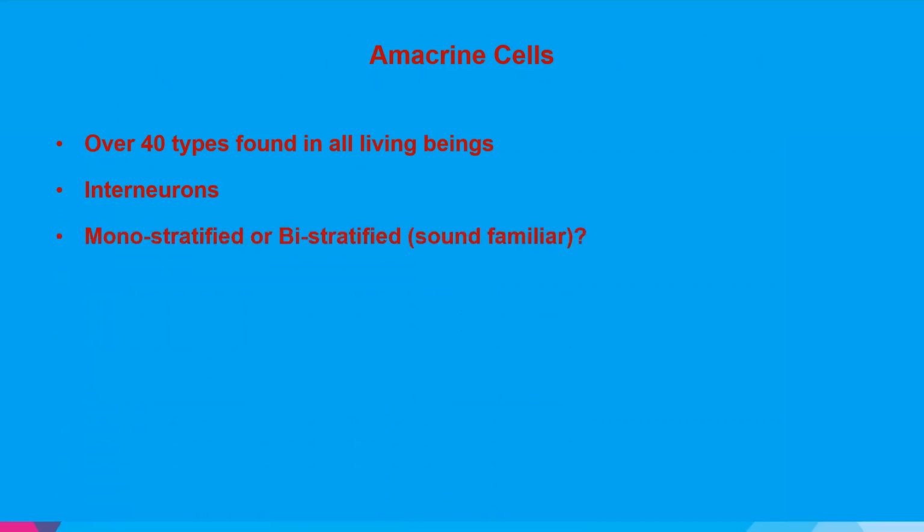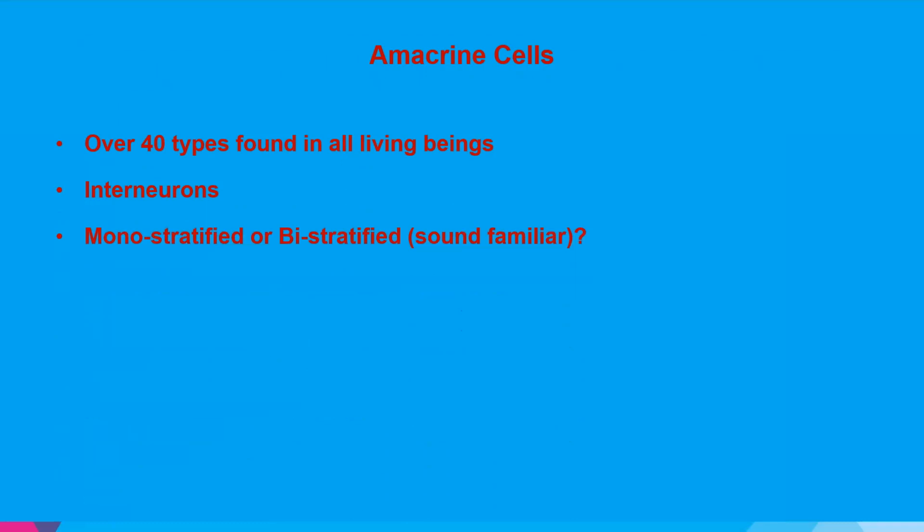So let's talk about amacrine cells, which are kind of enigmatic, right? Because we just reference them, but we don't really talk about them. But I actually think they're like the metropolitan, worldly, sophisticated cell of the retina, because there are so many of them and they're so different. There are over 40 types found in all living beings. They are interneurons, so there's still no difference. They're not like your Mueller cell or your RPE. Those are the two non-neurons.